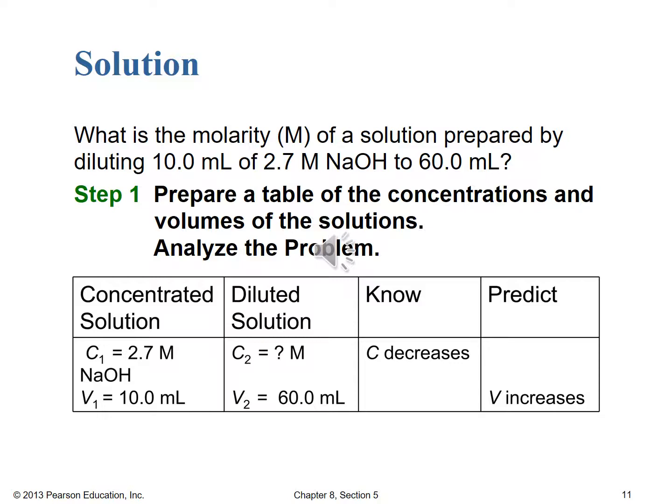We know that C has to decrease because V increased, and of course if it's a dilution problem, then when we dilute, we add more solvent volume to end up with a smaller concentration solution. So we know that we're looking for a concentration less than 2.7 molar, because that was our starting concentration, but we're not quite sure exactly what it is. That's what we need to move on to step 2 to solve.